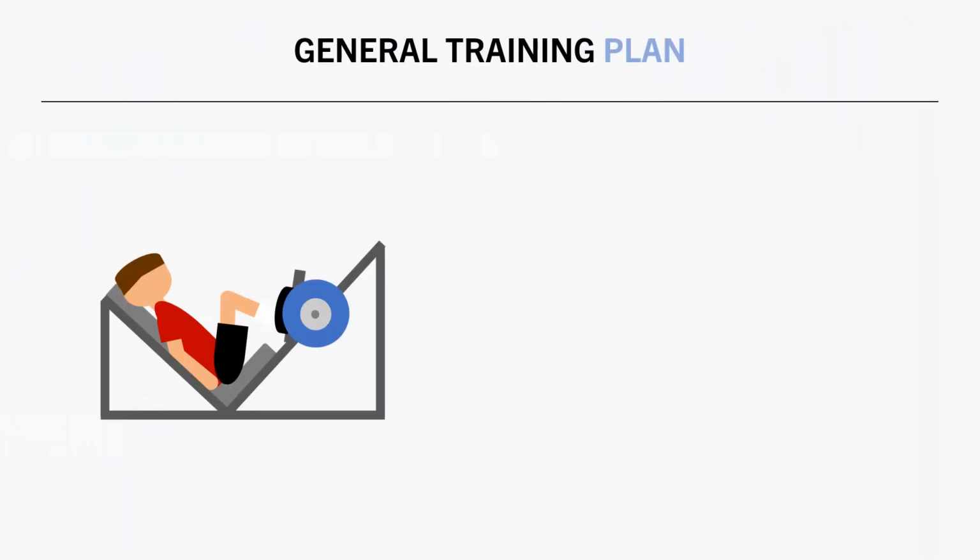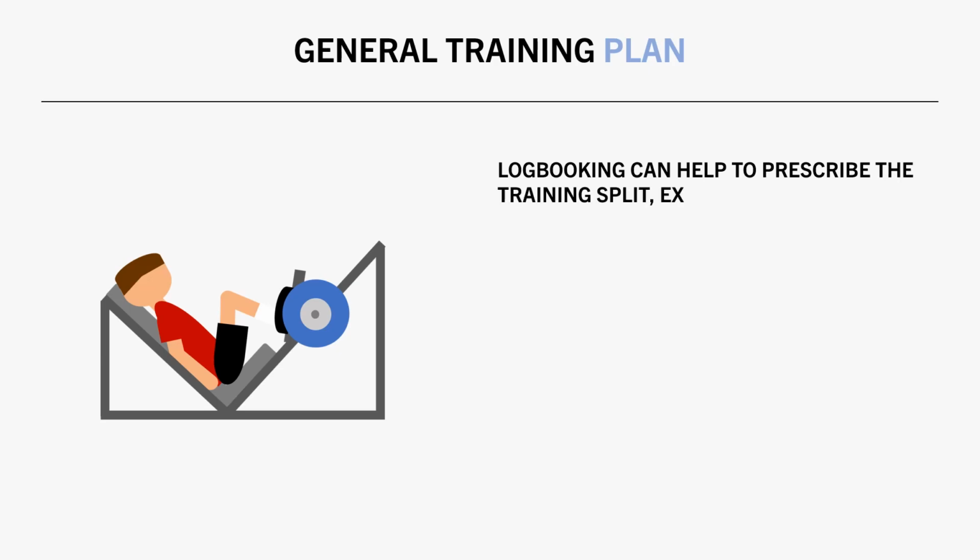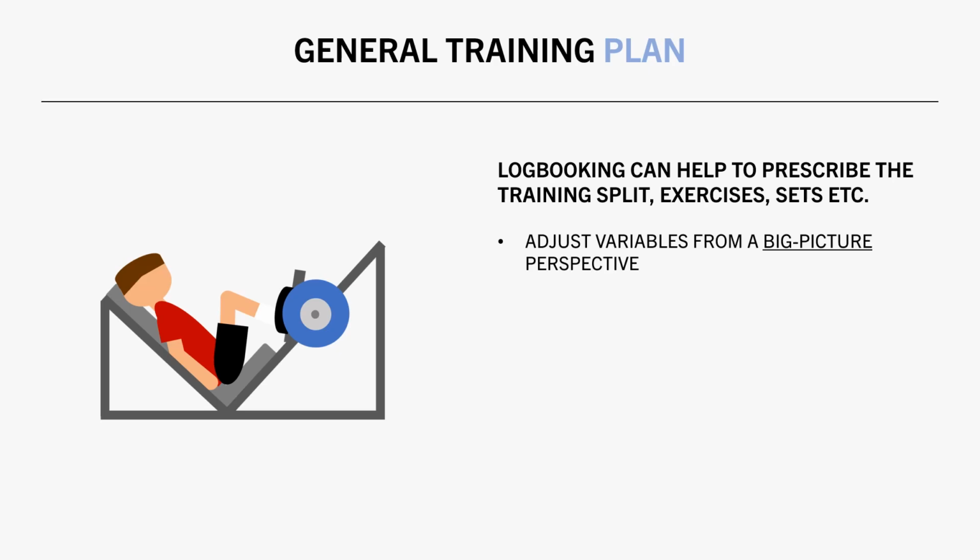Another reason to logbook your workouts is for the purpose of having a general training plan. In other words, a plan which tells you what exercises you will perform on what days, for how many sets, and so on. Having a general training plan is usually beneficial for hypertrophy training for a number of reasons. First is that it allows you to adjust variables from a big picture perspective. You can adjust volume, exercise selection, exercise order, and the overall training split to suit your goals, preferences, and lifestyle constraints. This is usually helpful for both long-term muscle growth outcomes as well as managing fatigue.